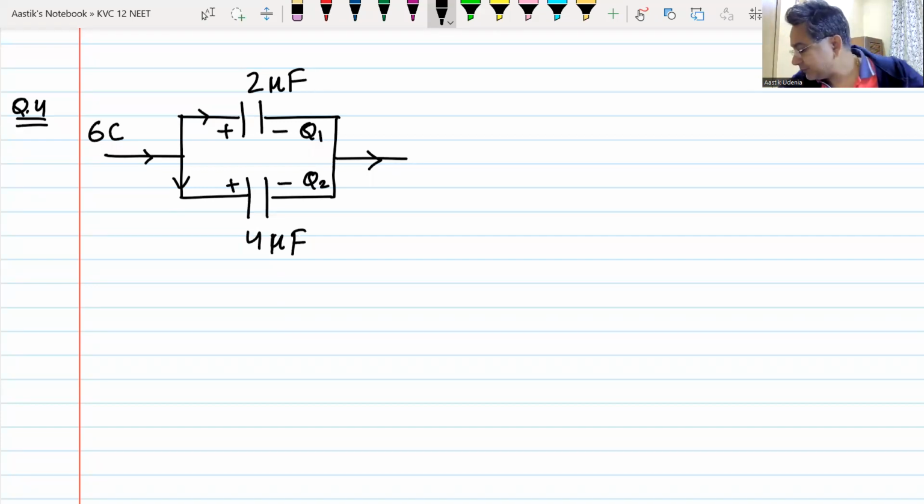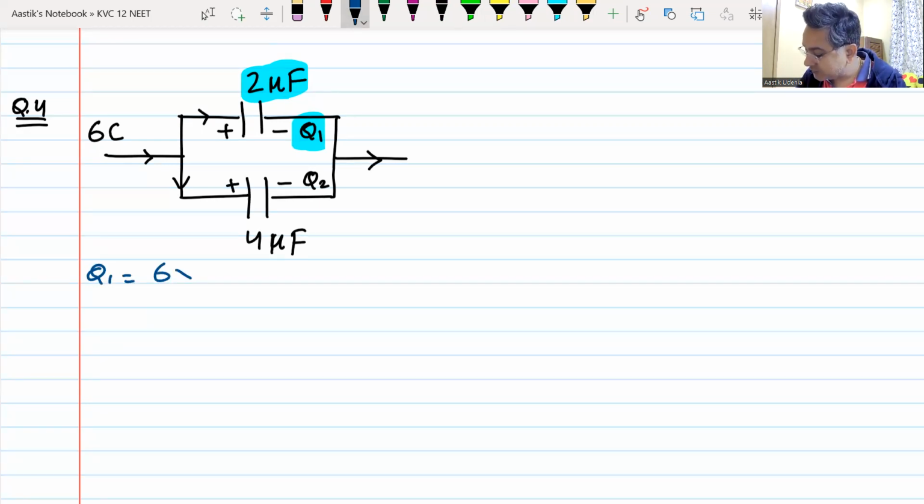So, how do you get this? If I have to find out the value of Q1, how will I get the value of Q1? Q into C1 by C1 plus C2. So, to get the value of Q1, I will multiply 6 by 2 and divide it by 2 plus 4. So the answer will be 2 coulombs.